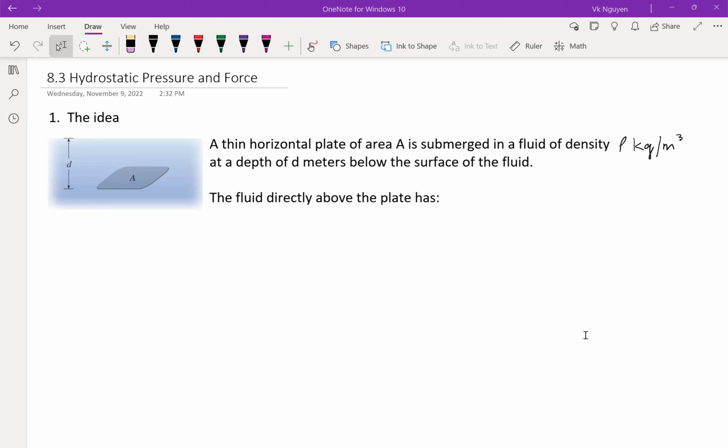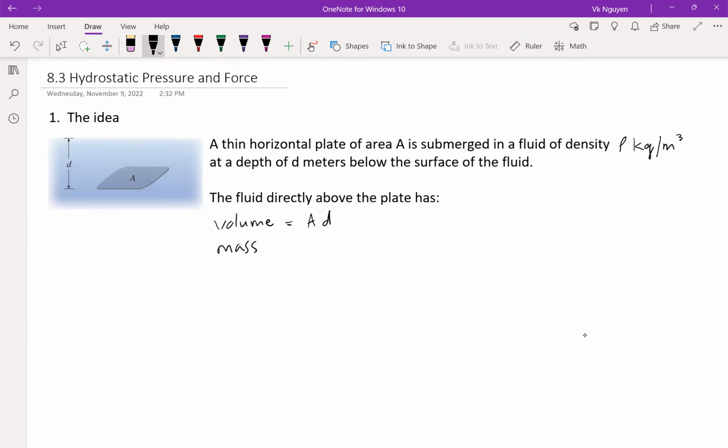Number one, the idea. Suppose a thin horizontal plate of area A is submerged in a fluid of density ρ at a depth of d meters below the surface of the fluid, as seen in the picture on the left side. The fluid directly above the plate has volume. That would be area times the depth, so A d.